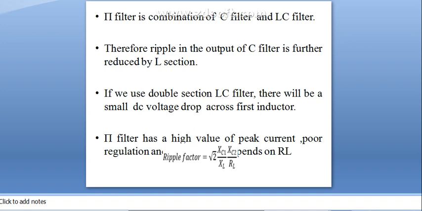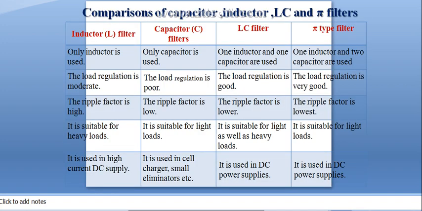Here the ripple factor is root 2 into XC1 by XL and XC2 by RL, so it depends on the load resistor. Now there are the comparisons of capacitor, inductor, LC and pi filters. In the inductor filter, only an inductor is used. In capacitor filters, only a capacitor is used. In LC filters, one inductor and one capacitor are used. In pi filters, one inductor and two capacitors are used.